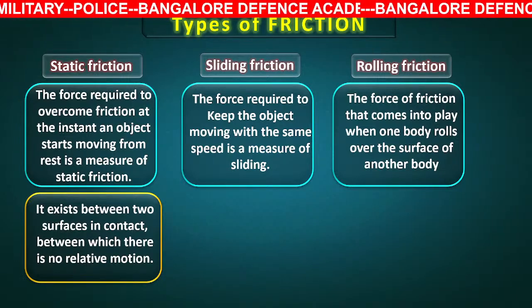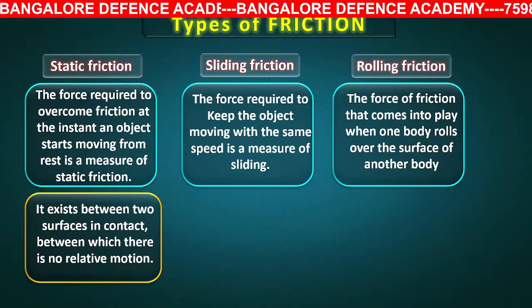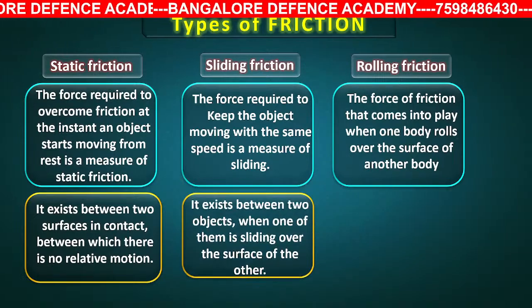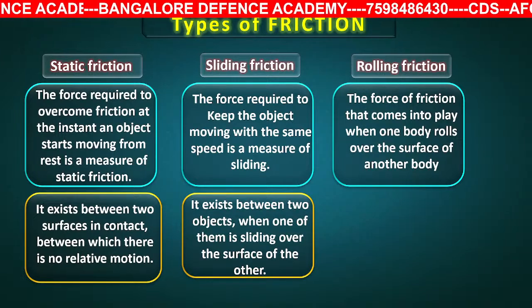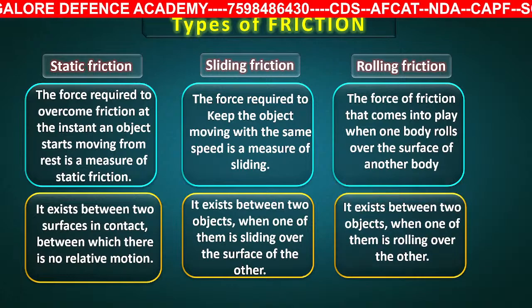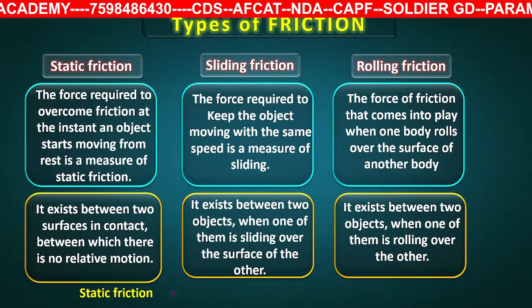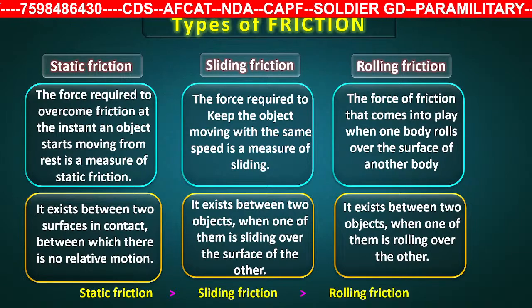Static friction exists between two surfaces in contact, between which there is no relative motion. Next, sliding friction exists between two objects when one of them is sliding over the surface of the other. And rolling friction exists between two objects when one of them is rolling over the other. That's it. So always remember this line.